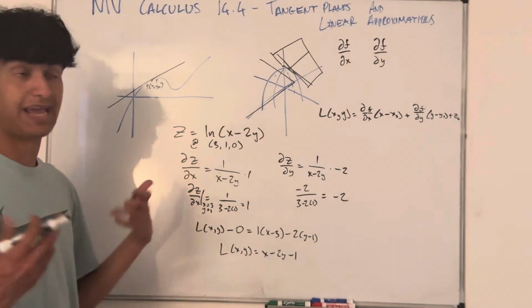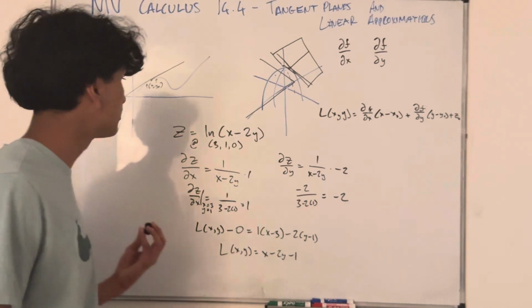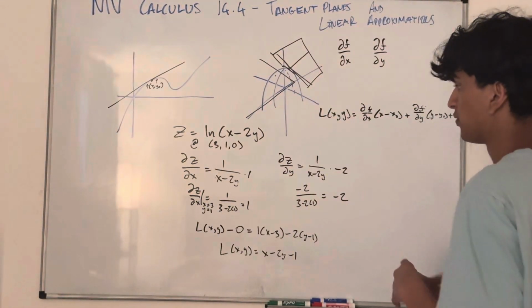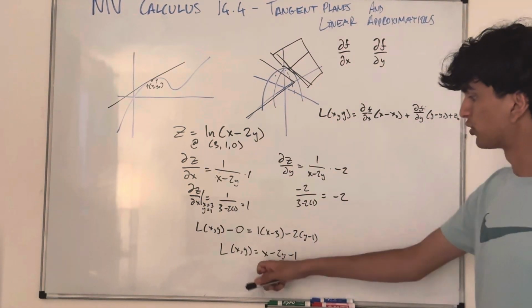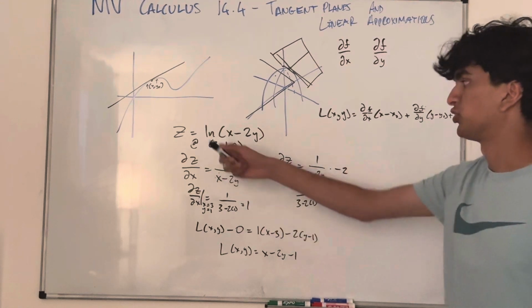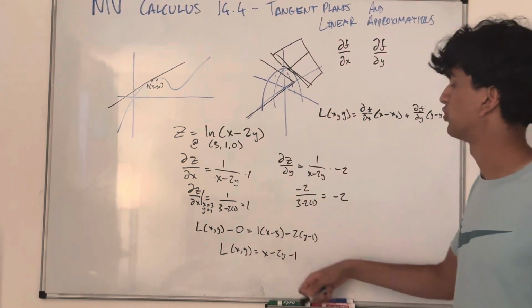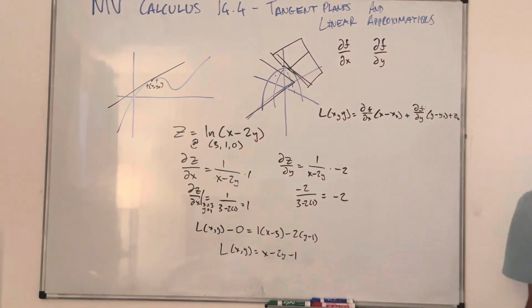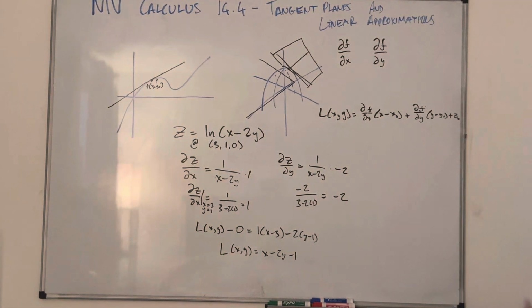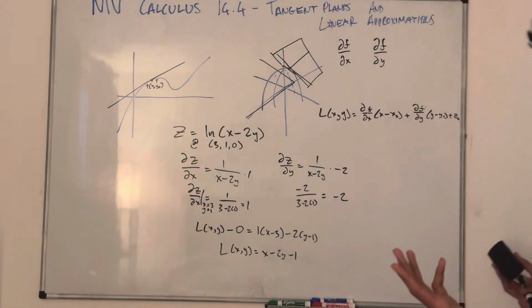Cool. So this would be the tangent plane, and I could plug in points. Like if I were to plug in 3.3, 1.3, right? I could plug in 3.3, 1.3, and I would get an approximation. So that's essentially tangent planes and linear approximations.